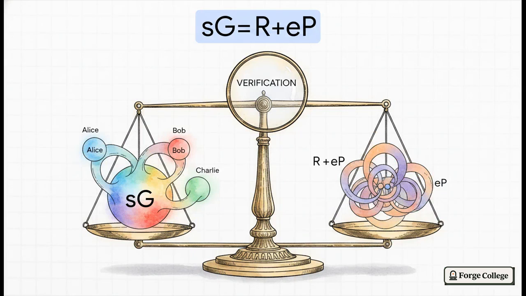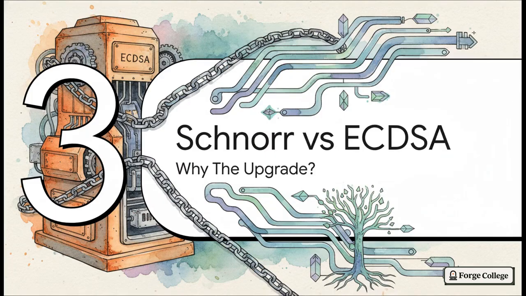And this right here is the core algebraic invariant that makes it all happen. It's a single, elegant equation that verifies a whole group as if they were just one person. Now, without getting too bogged down in the deep math, S is the signature, R is a random one-time value, and P is the public key. Because this equation is perfectly linear, Alice, Bob, and Charlie can literally just add their individual S values together, add their R values together, and add their P values together. The network checks that final equation just once, and boom, it completely validates the entire group. It's brilliant.